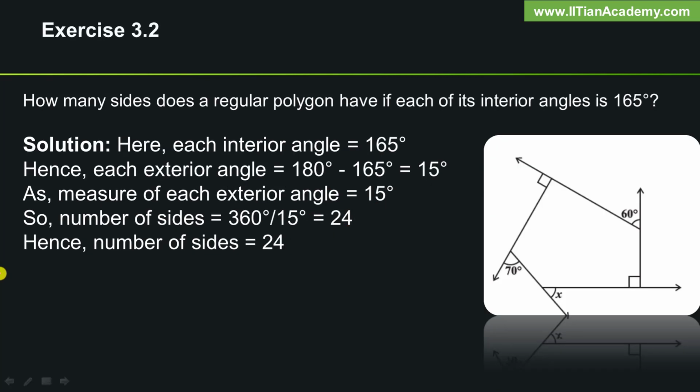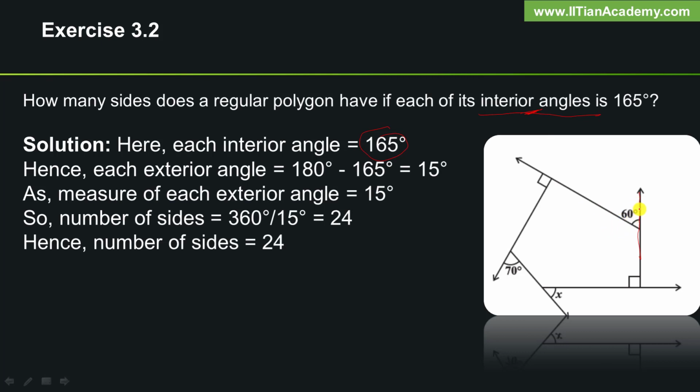Here, we have to find the number of sides when the interior angle is given. Each interior angle equals 165 degrees. Let us learn to find the exterior angle when the interior angle is given. As we know how to find the number of sides when the exterior angle is given. But here, we are given the interior angle, hence we first need to know the exterior angle.